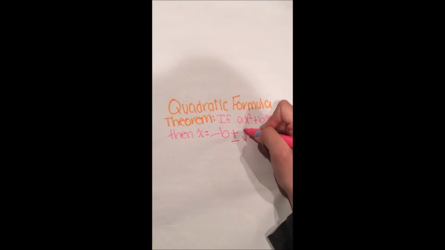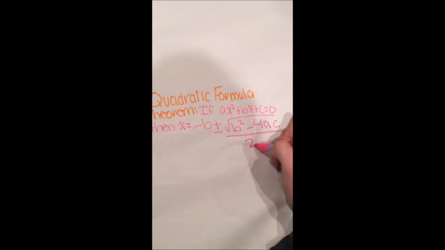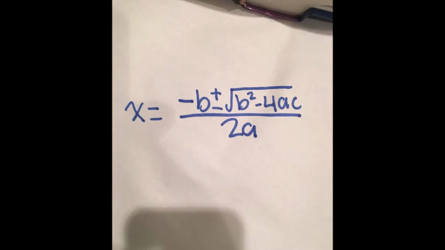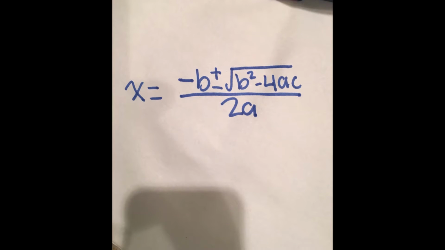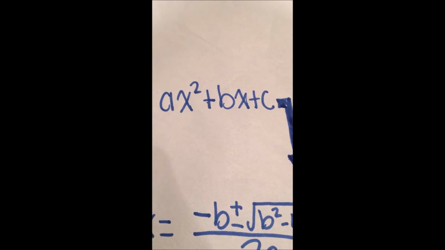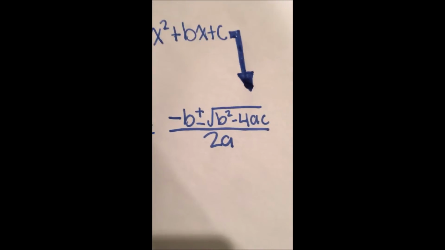This is the quadratic formula theorem. It's negative b plus or minus the square root of b squared minus 4ac all over 2a. So if you're given the equation ax squared plus bx plus c, you can plug in the points a, b, and c into the quadratic formula.